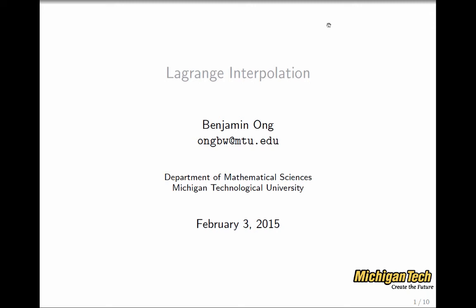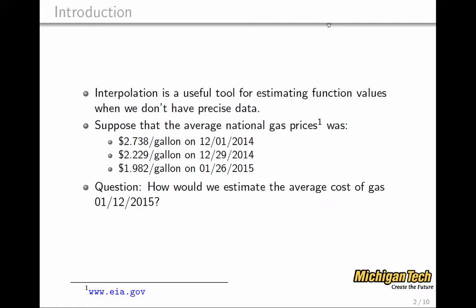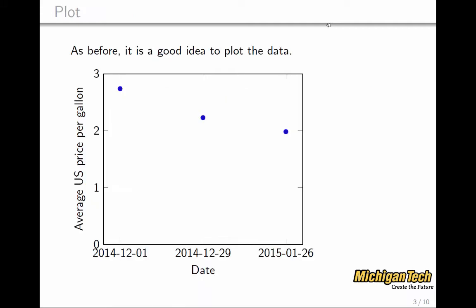We have already learned that interpolation is a useful tool for estimating function values when we do not have precise data. Suppose now we have three data points: the average national price of gasoline in the US on the 1st and 29th of December 2014 and the 26th of January 2015. The question is, how would we estimate the average cost of gasoline in the US on the 12th of January 2015? Again, this data is taken from the EIA.gov website.